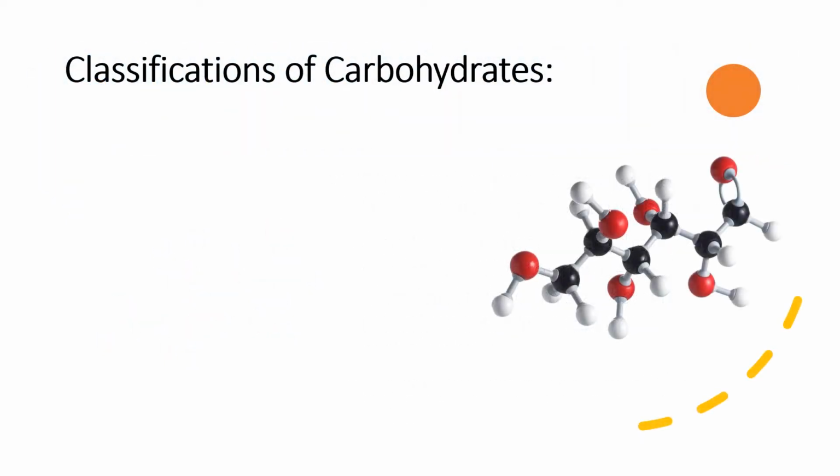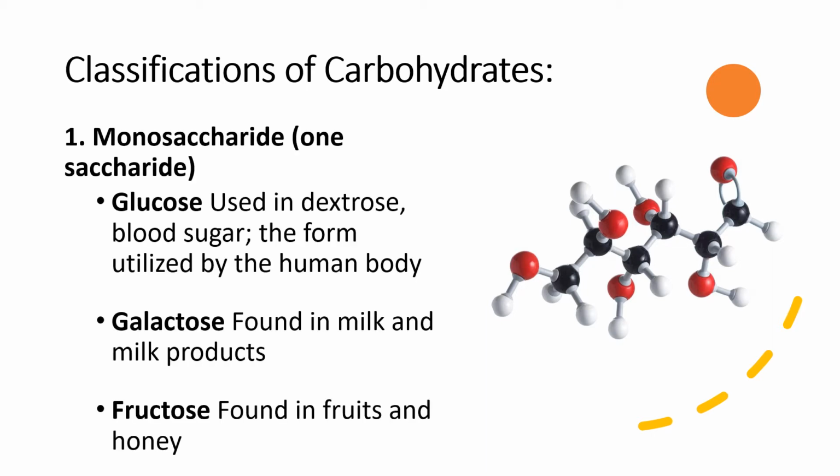Now, there are classifications of carbohydrates. First, monosaccharide or one saccharide. Examples are glucose, used in dextrose, blood sugar, the form utilized by the human body. Next is galactose, found in milk and milk products. And the last one is fructose, found in fruits and honey.